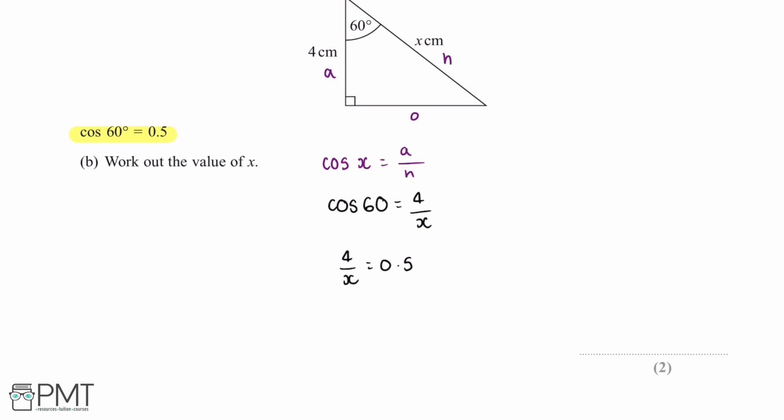So the first thing we'll want to do is multiply both sides by x, and this gives us that 4 is equal to 0.5x. And then the final thing we can do is divide both sides by 0.5. And this tells us that 8 is equal to x. And this is our final answer. Now this question's worth 2 marks. We'll get our first mark for substituting in these side lengths and angles into this equation, and we'll get our second mark for the correct answer.